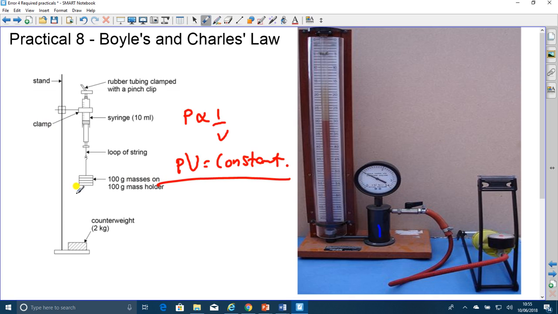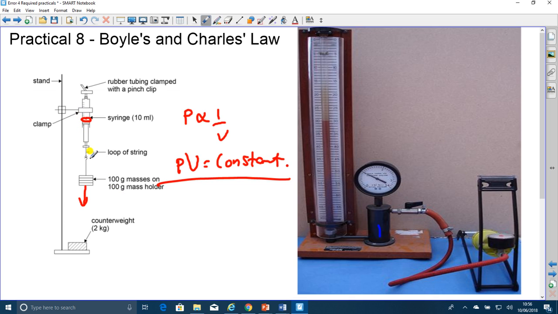Now, the same thing in this experiment here, which I have tried. This is where we're changing the force here. We know the cross-sectional area here. And because we know the cross-sectional area and the force on it, we can work out the pressure. We can see the volume as it changes. So this is a way to do Boyle's law.